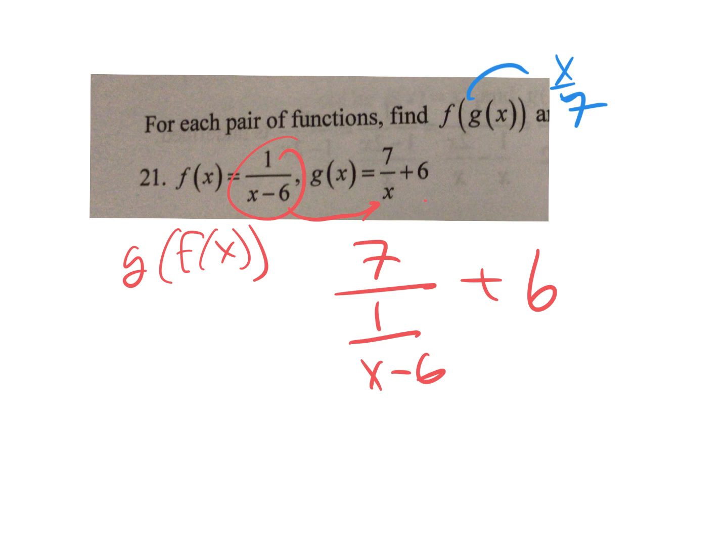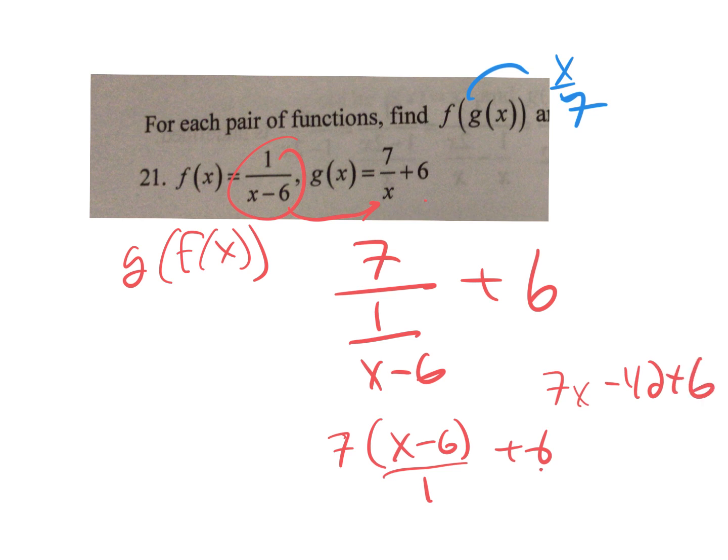7 divided by that fraction is the same as 7 times the reciprocal of that fraction, right? Plus 6. So this would be 7x minus 42 plus 6, right? So that'd be 7x minus 36, and that agrees with what the book is showing.